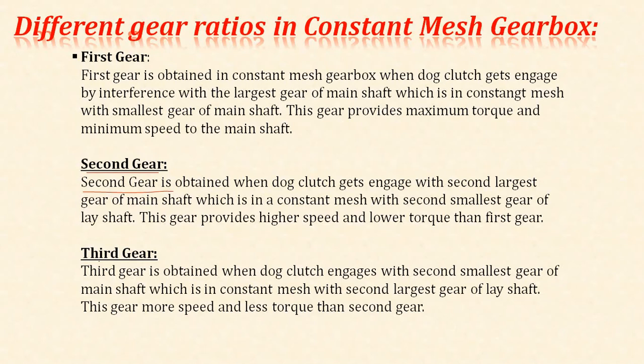And finally the third gear is obtained when the dog clutch engages with the second smallest gear of the main shaft, which is in constant mesh with the second largest gear of the lay shaft. This gear gives more speed and less torque than the second gear.